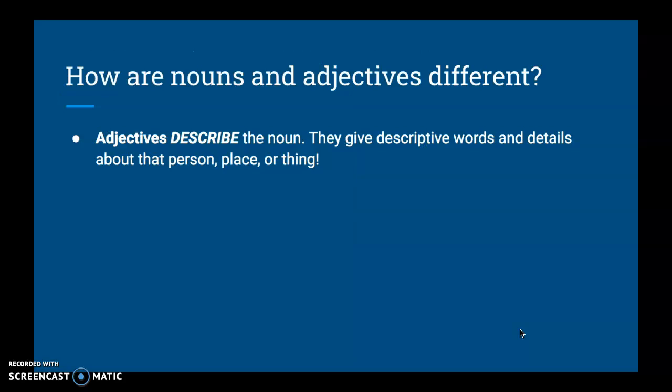So how are nouns and adjectives different from each other? Adjectives describe the noun. They give the descriptive words and details about the person, place, or thing.